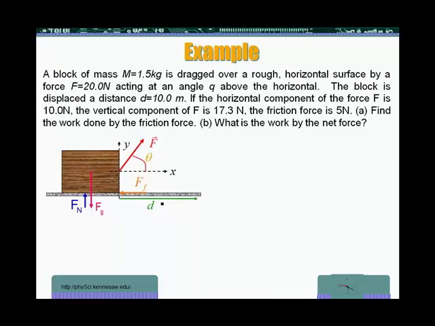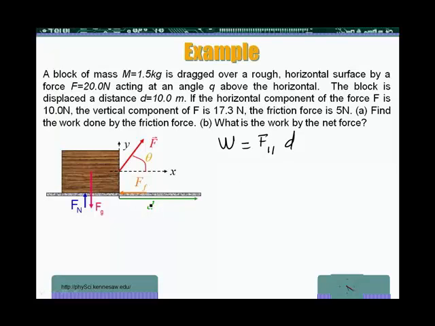Now, let's take the other part. What is the work done by the friction force? Okay. The work done by the friction force, we are going to use the same definition. So, work, remember we said is F parallel times D.